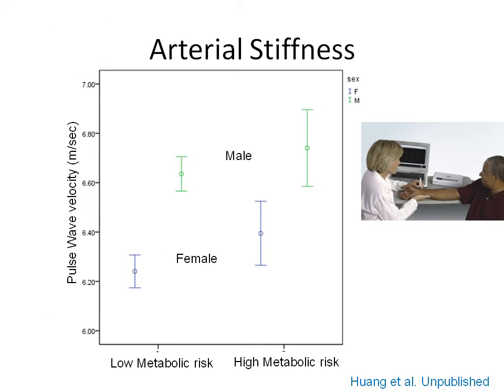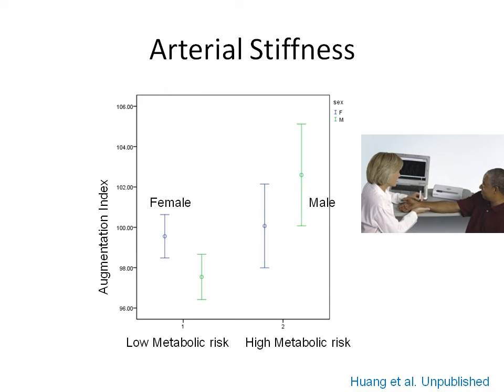Studies from the RAIN study show that those in the high metabolic risk cluster have a higher pulse wave velocity in both sexes, and in males, those in the high metabolic cluster had a higher augmentation index, but this was not seen in females.